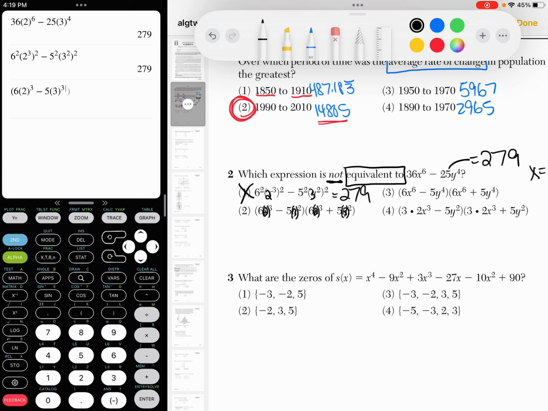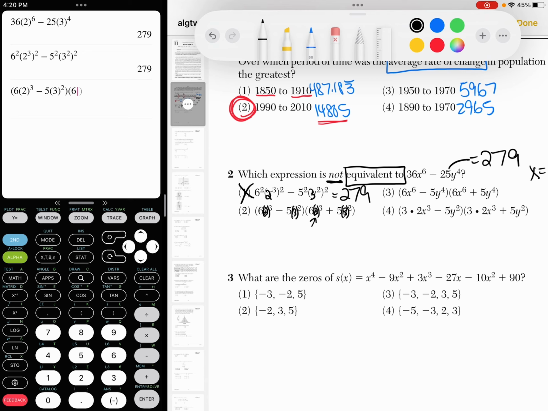Oops, I lost my spot. Is that right? 6 times 2 to the 3rd minus 5 times 3 to the 2nd. What is happening? Hang on. 5 times 3 to the 2nd. Okay, yes. Sorry, I lost my spot. I think I started copying the other choice. I don't know. Anyway, I keep typing.